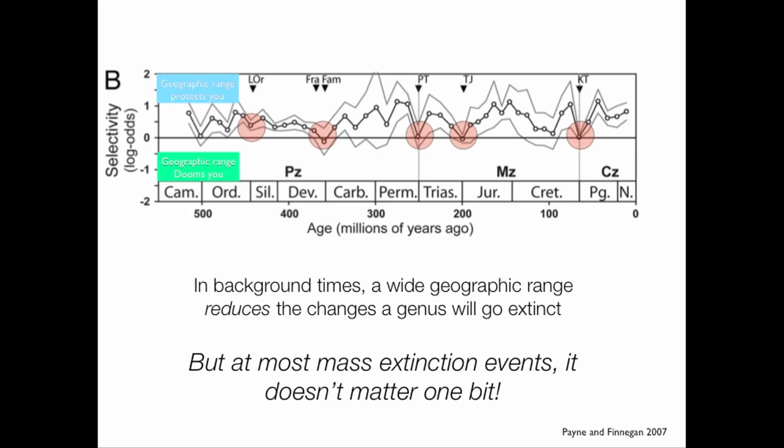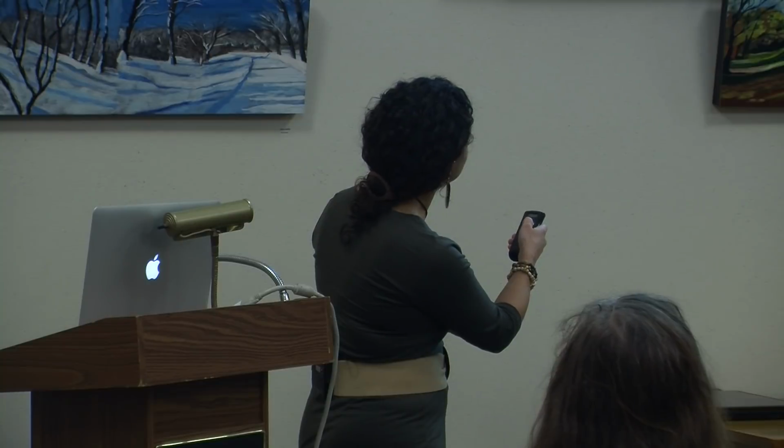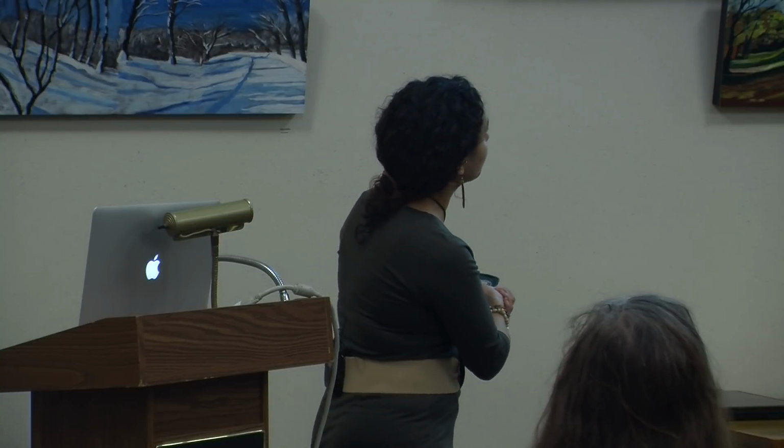So that's another thing that sets these mass extinctions apart from background extinction. They defy this rule. Doesn't matter if you're super widespread, you're still at risk for extinction. There's a couple exceptions, and I'll talk briefly about one of them. The Ordovician extinction here doesn't quite conform to that rule, but the rest of them do.